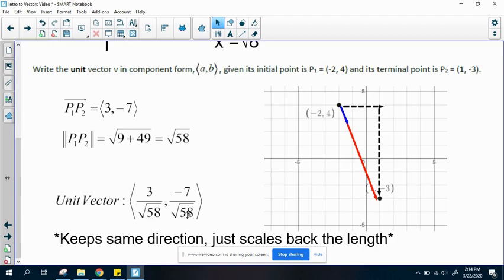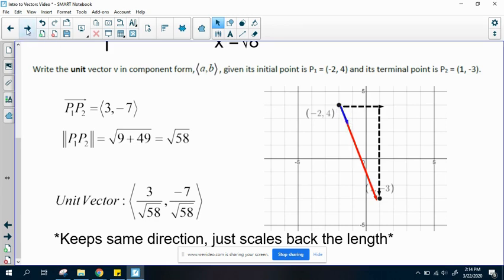And 9 and 49 makes 58 over 58, which would make a length of 1. So anytime you want a unit vector, all you have to do is take the vector that you have and divide by its magnitude. Okay, it keeps it going in the same direction. It's just changing the length. Do you see this blue one making it a little bit smaller?